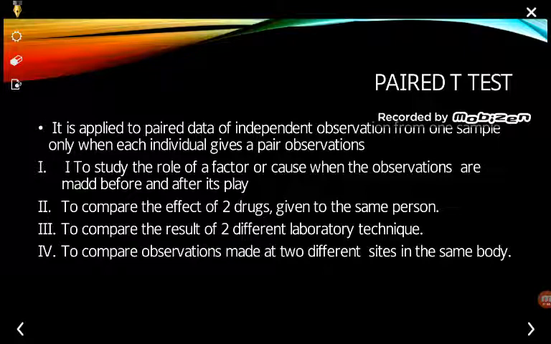Now coming to the next one, that is the paired t-test. This is the next example. You know that there are two types of student t-tests, paired as well as unpaired. So here also, with a little bit of difference, we are going to study the paired t-test. Where is it applied? It is applied to paired data. Always remember that in the unpaired t-test the data were unpaired, but here the data will be paired.